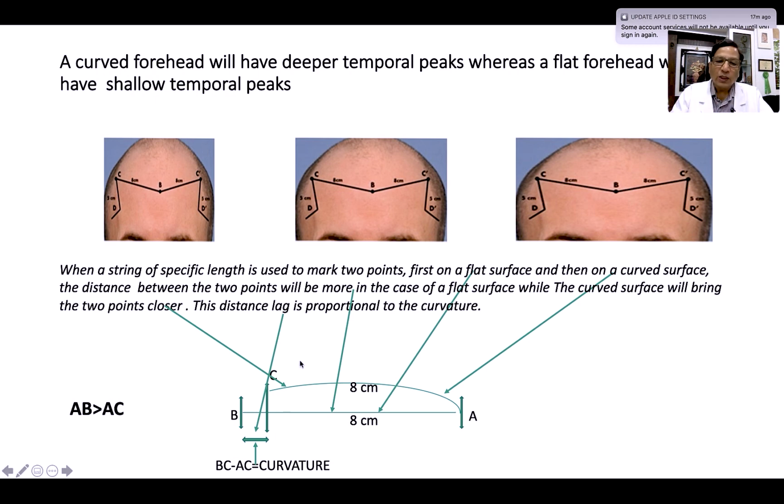If it is more curved, the difference in distance will be more. If it is flatter, the difference will be less. So this is the biggest advantage of my method, that the distance between the 2 points will vary as per the curvature of the forehead. So you need not take any variation as per the shape and size of the forehead or the skull. That curvature will automatically be transferred to your anterior hairline.